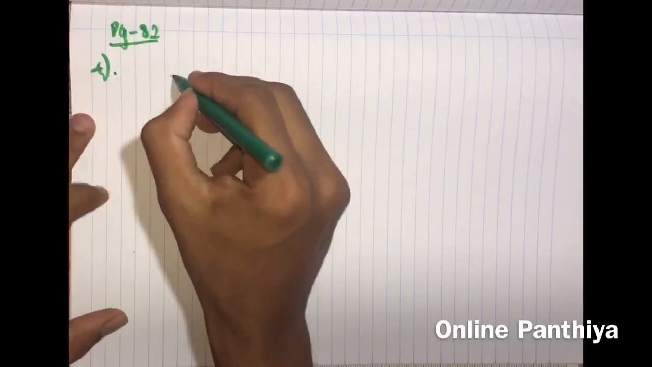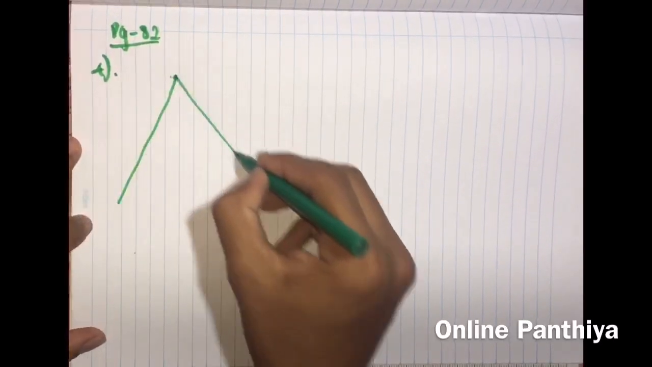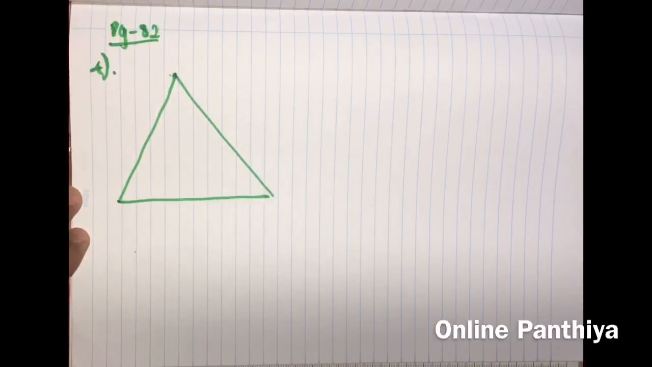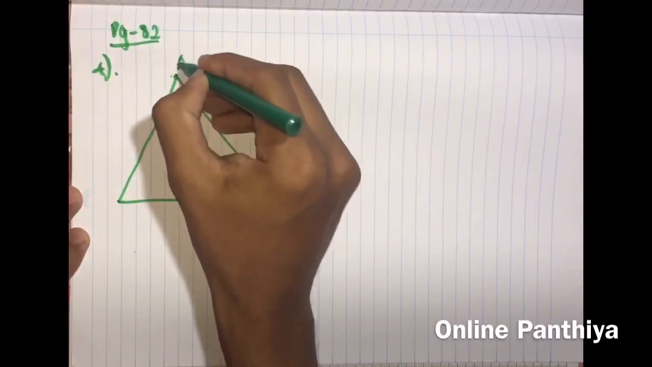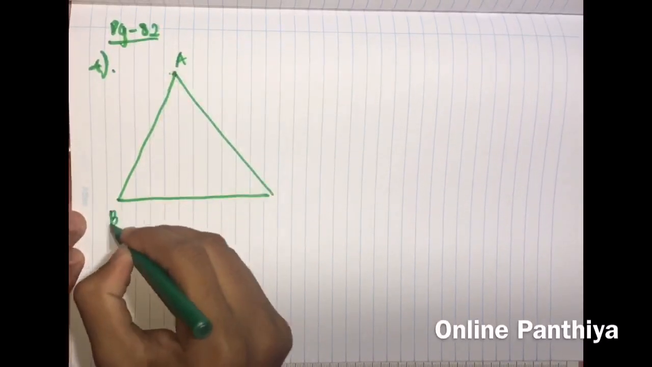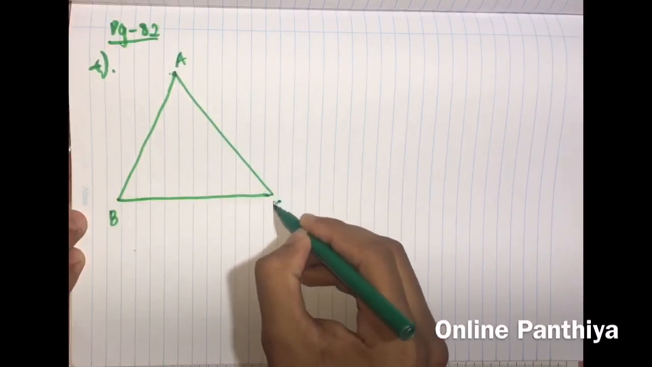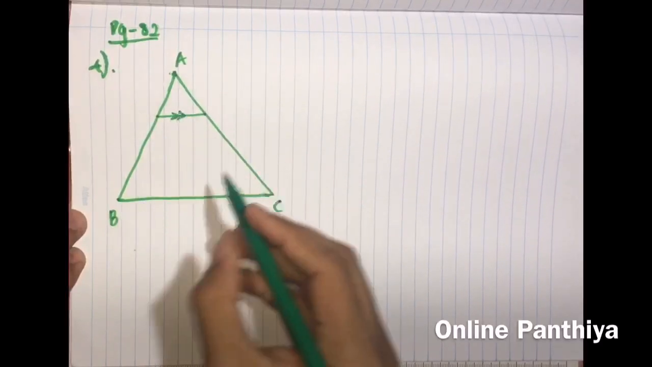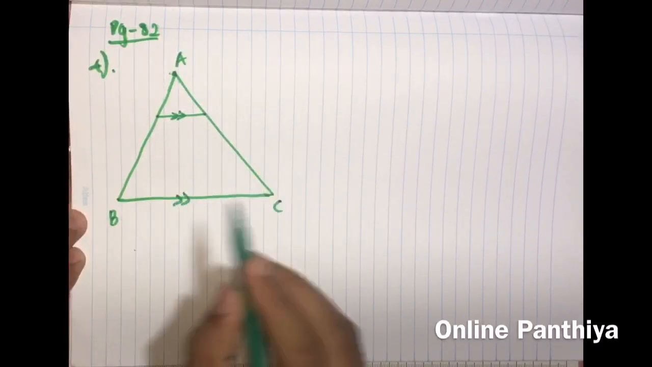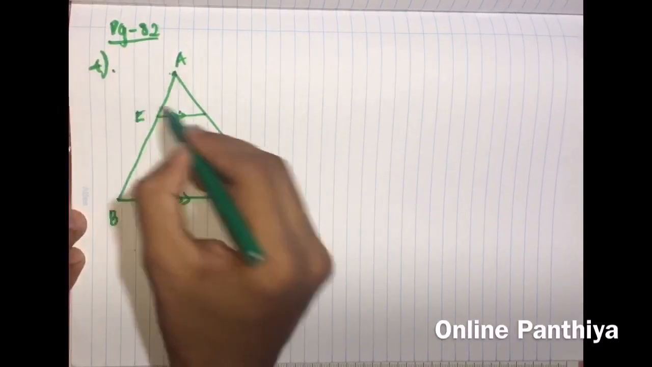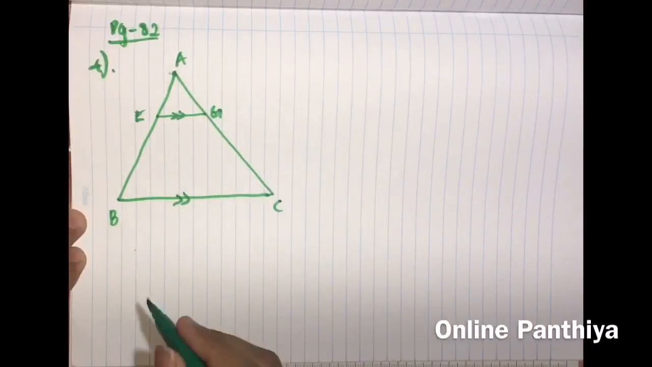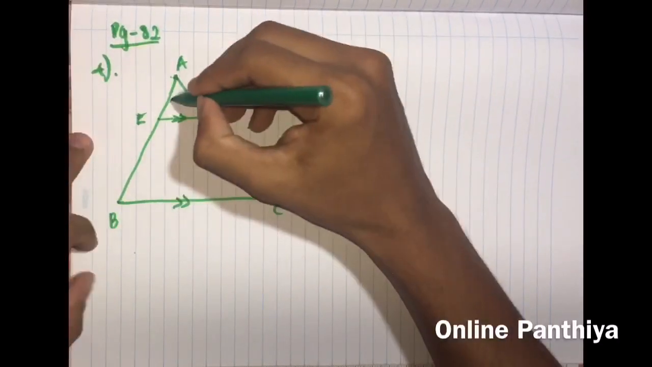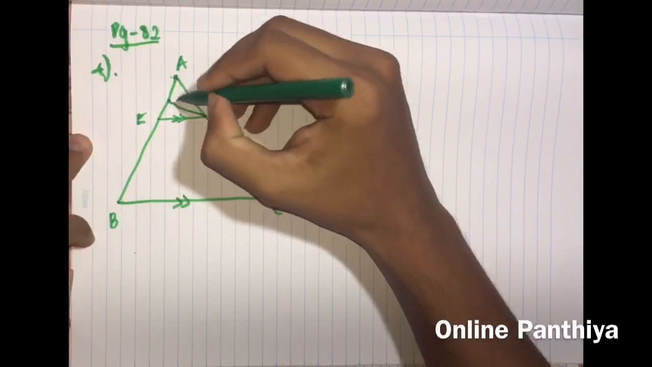Here a triangle is given. Let's try to solve everything on this page. We call this ABC. Okay, the information they have given is that these two lines are equal. This is EG, and there is a line drawn this way.